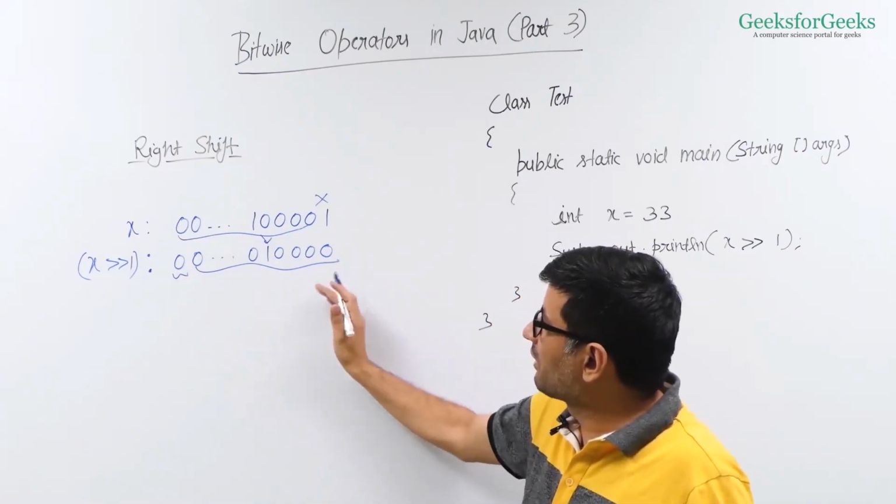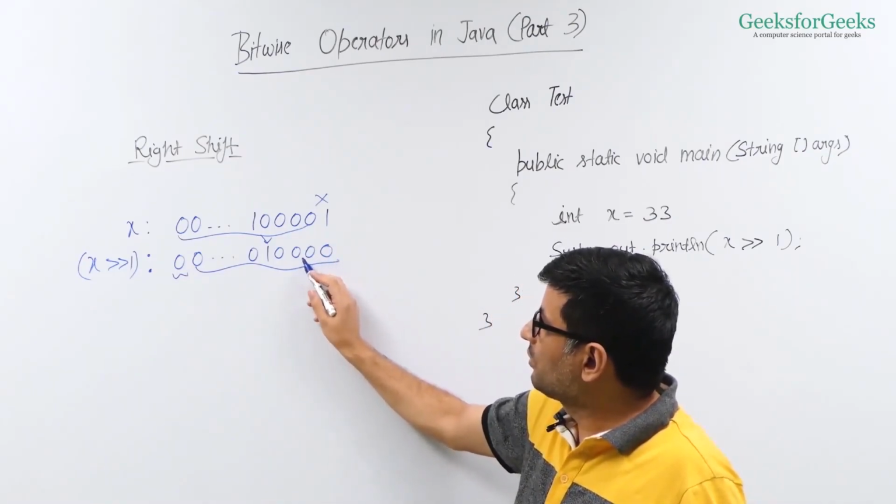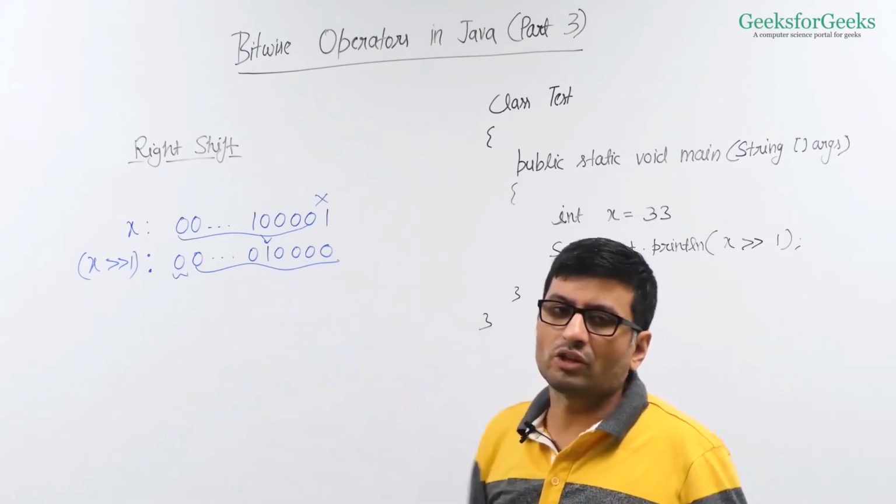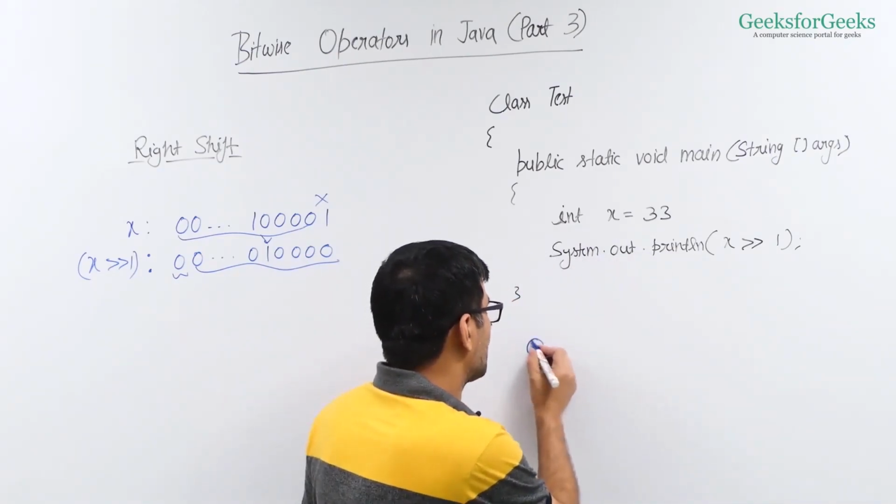So what is the decimal value of this? 1, 2, 4, 8, 16. So your output is 16 for this program.